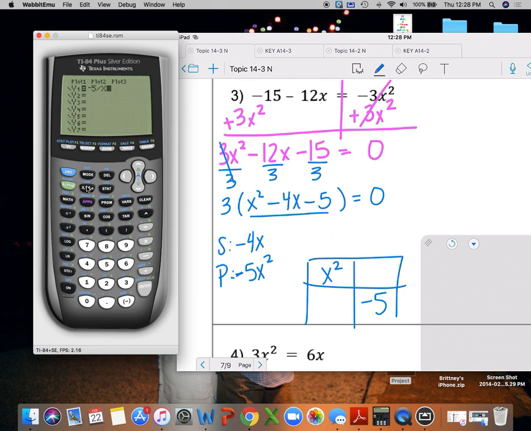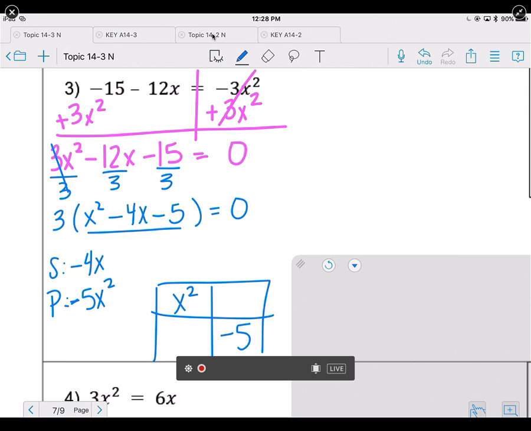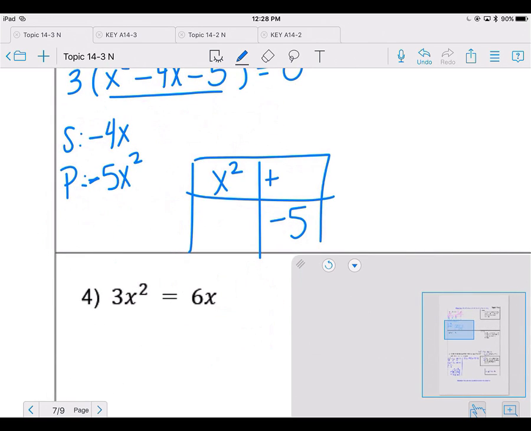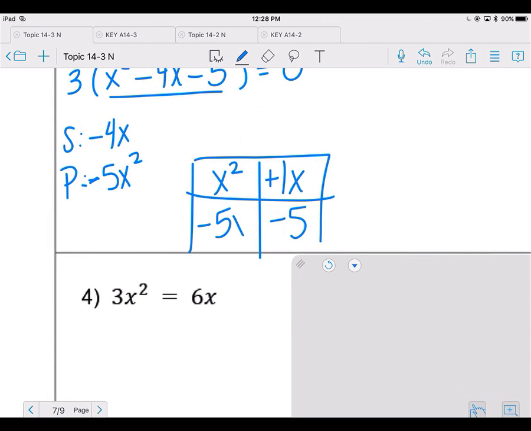Divided by x. And I click second table to look at my graph. Remember, I'm putting the product and searching for the sum. So -1 and +1 and -5, if I want to double check, 1 plus -5 would be -4. So my factors are a +1 and a -5.